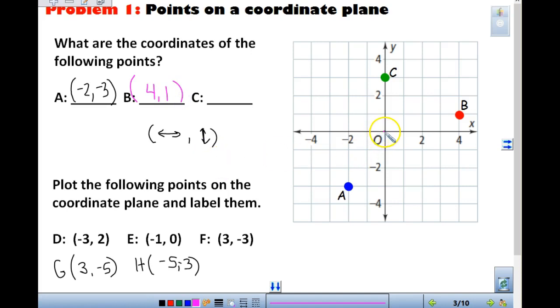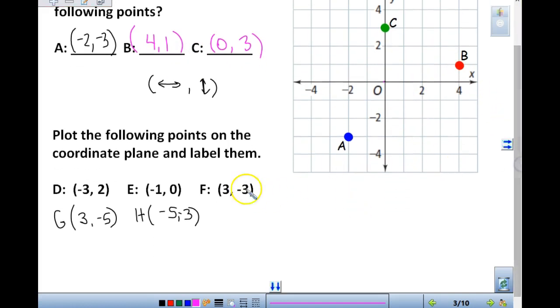When I go to C, I am not moving left or right. So my first point is 0. I am not moving left or right. And then I'm going up 3. I heard some 3, 0s. I heard 4, 4 instead of 4, 1. So just making sure that those make sense to you, okay?